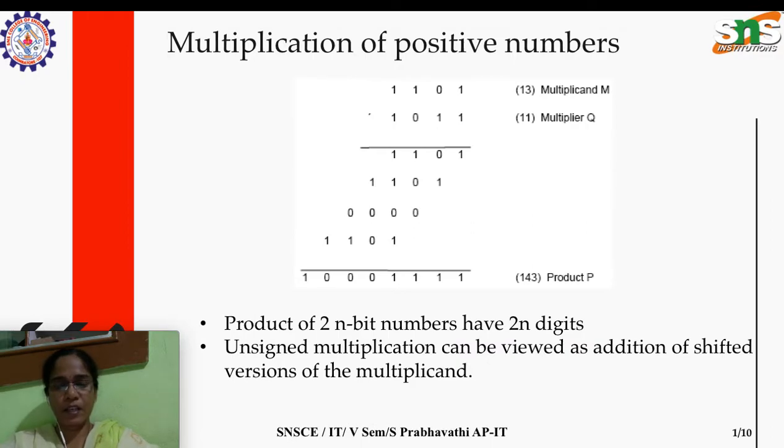For that, let's take an example of two binary numbers. 1101, which is 13 in decimal representation, and 11, whose binary representation is 1011. The first number, 13, is the multiplicand, and the second one is the multiplier. One more thing to keep in mind: we are going to discuss multiplication of positive numbers alone.